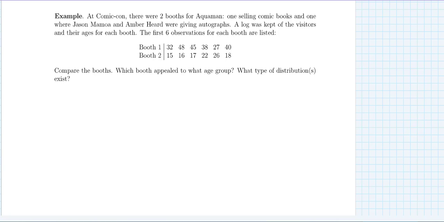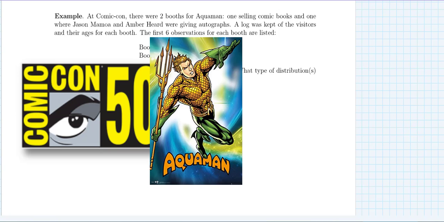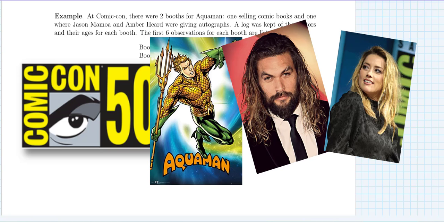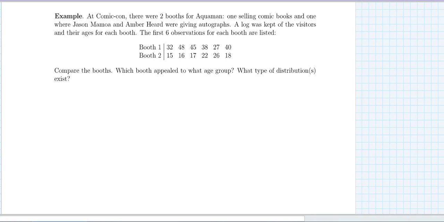Alright, so at Comic-Con, there were 2 booths for Aquaman, one selling comic books and one where Jason Momoa and Amber Heard were giving autographs. A log was kept of these visitors and their ages for each booth. We have the first 6 observations, and we want to compare the booths. What we're trying to determine is which booth appealed to what age group and what type of distributions exist, meaning are they skewed, are they symmetric, and if they're skewed, in which direction.